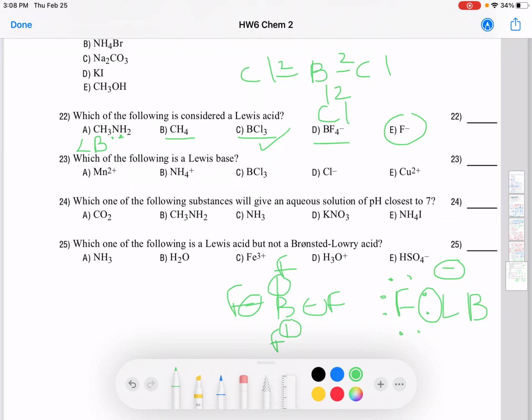Now 23. Which of the following is a Lewis base? A Lewis base is something that has a lone pair of electrons that it can donate to form a bond. Now if you see a charge of 2 plus, it means it has lost electrons. The ammonium ion is again positively charged, meaning there is a formal charge on nitrogen. It also has a full octet. Nitrogen with 4 bonds has its full octet, so it doesn't have any lone pairs that it can donate to form any more bonds. BCl3 has 6 electrons.